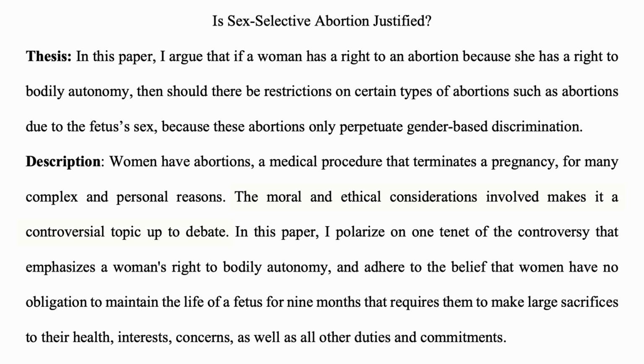So the description is okay. The student is giving us the background context. Well, there are a couple parts where I think that it's just unnecessary, some of the stuff that's included. So the moral and ethical considerations involved make it a controversial topic up to debate. Everybody knows that, so saying that it's controversial is not really giving us anything new.